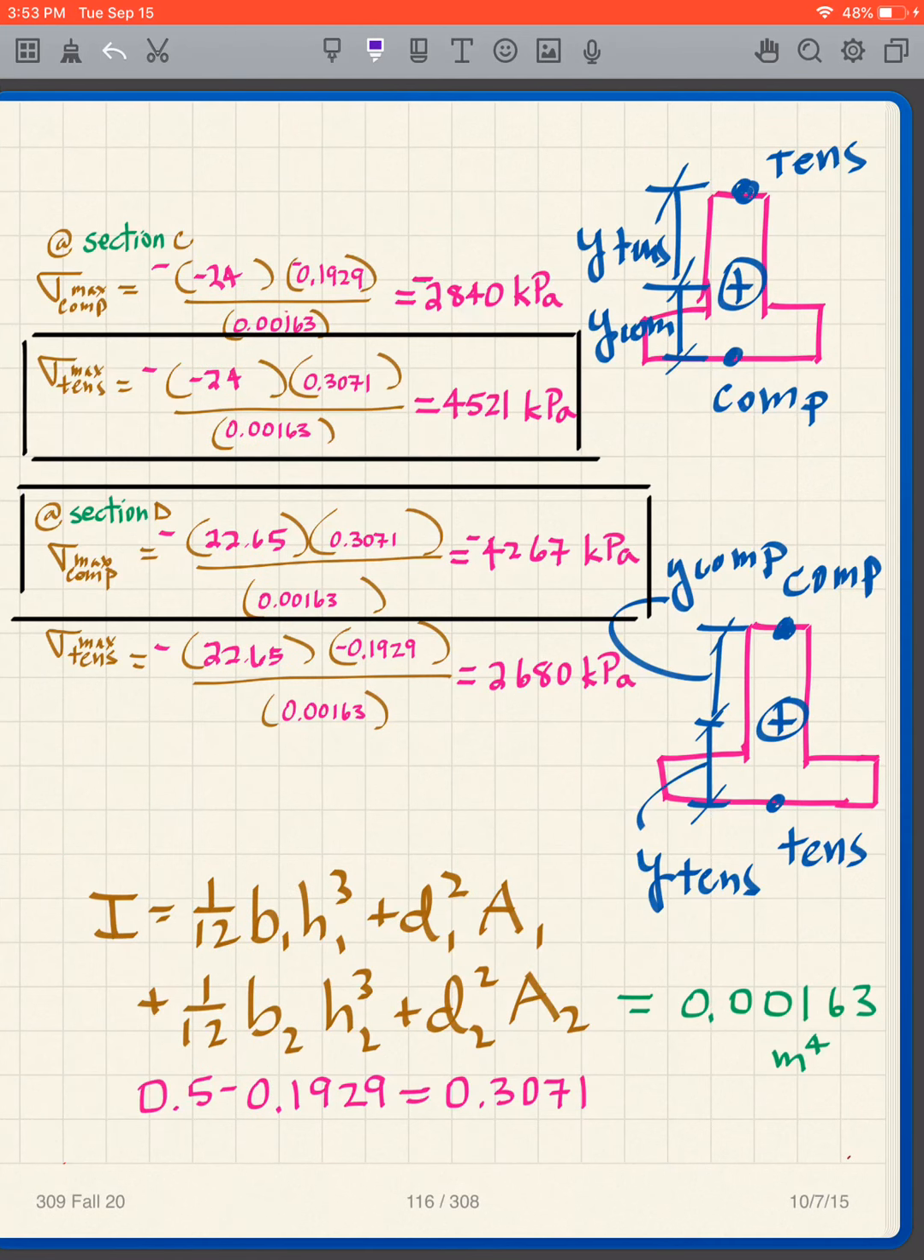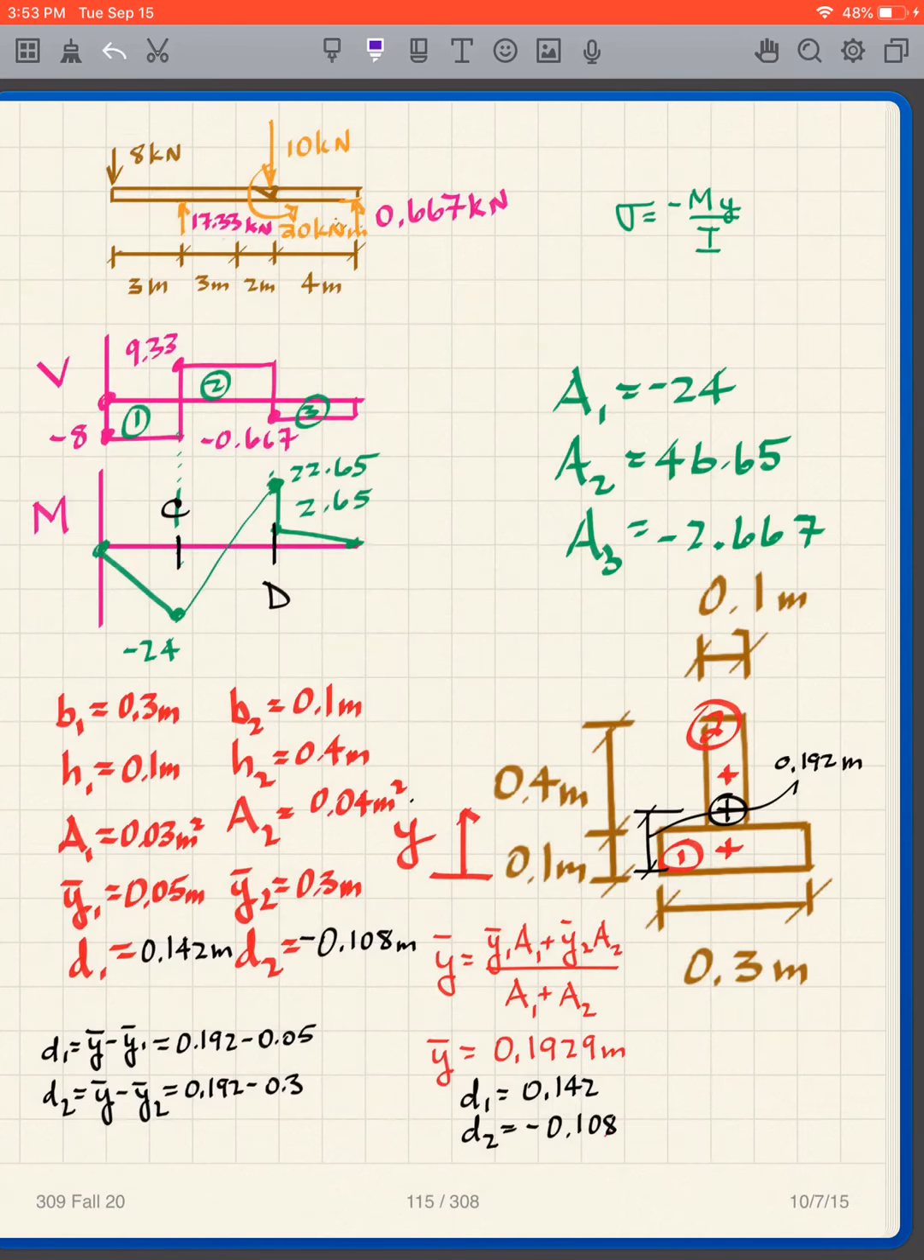So let's do that. So I'm going to have, for instance, at section C. So what did I say was section C? Section C is here with the negative moment. Now remember, negative moment means that my beam is bending like that. It's taking that shape. If my beam has that shape, I have tension at the top, I have compression at the bottom.